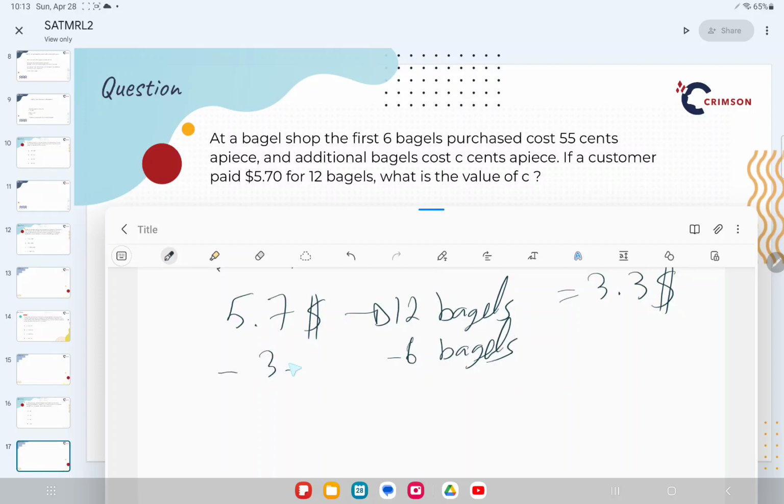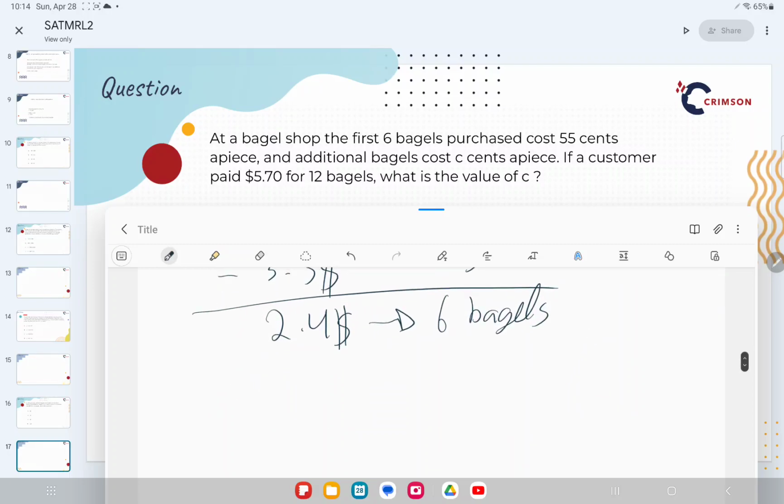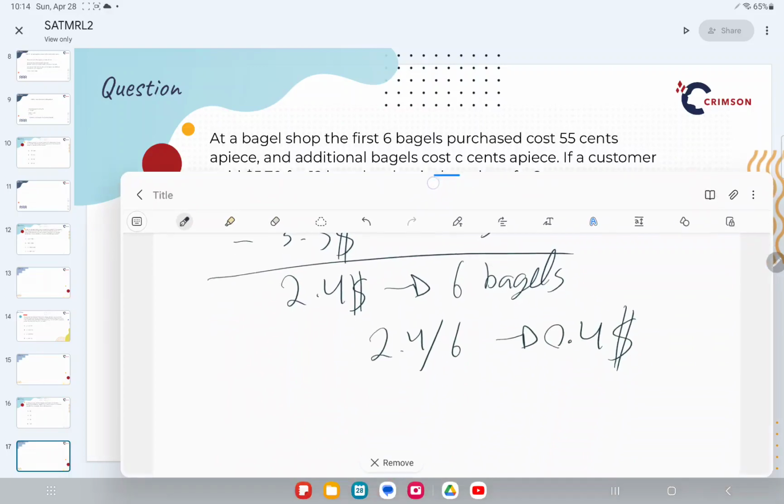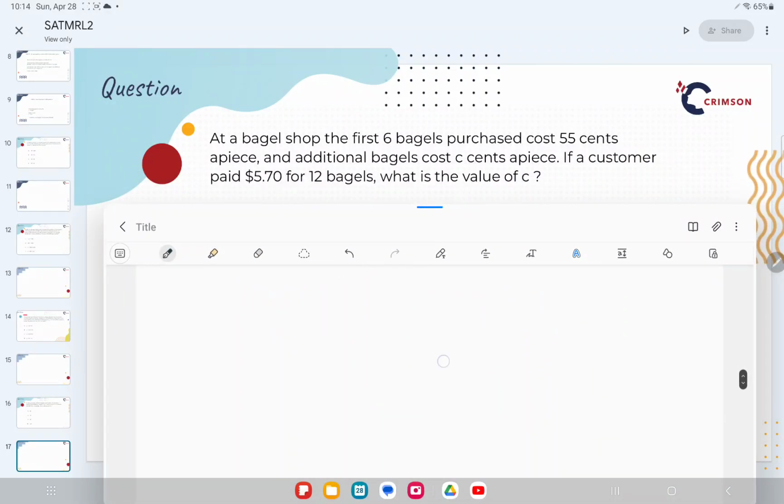I know that my first 6 bagels cost $3.3, so I subtract that. 5.7 minus 3.3, I would get $2.4. So I need to pay for my other 6 bagels. How much do I need to pay for each bagel? I divide 2.4 over 6, which is going to give me $0.4. Now, do I have dollars or cents over here? I have cents. So 40 cents.